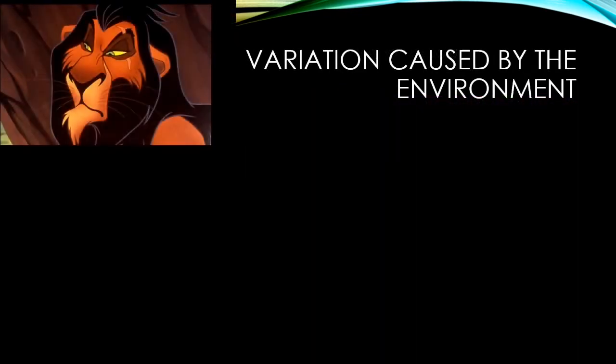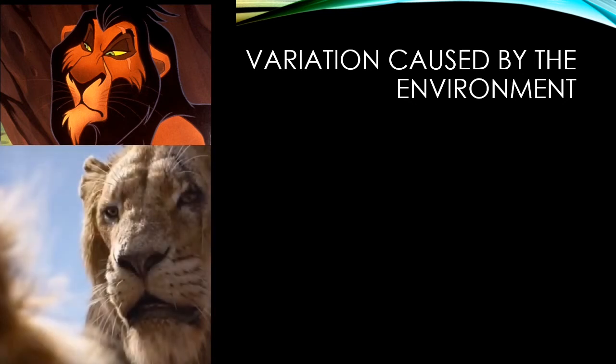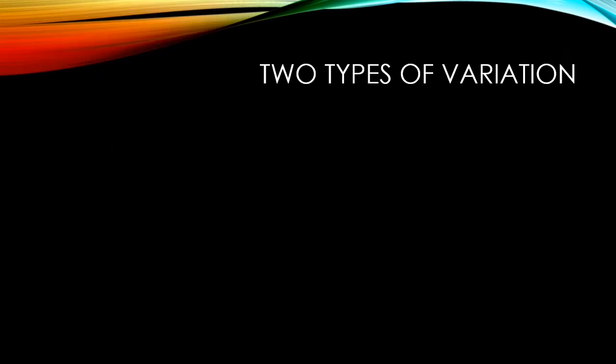Now, here's one example here for you. What do I mean by these two pictures here? Well, another one which is caused by the environment is scars. If you don't understand those pictures, I'm not going to tell you. So we say then that variation can be either genetic or environmental.